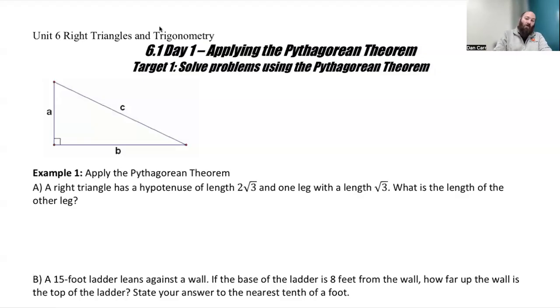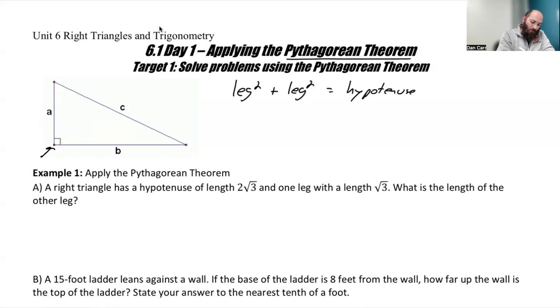Today we're going to be starting off our Unit 6 with 6.1 Day 1, applying the Pythagorean Theorem. Okay, so a quick reminder, what is the Pythagorean Theorem? If I have a right triangle, and it has to very specifically be a right triangle, then that means the leg squared plus the leg squared is equal to the hypotenuse squared.